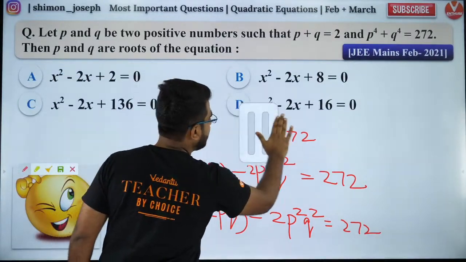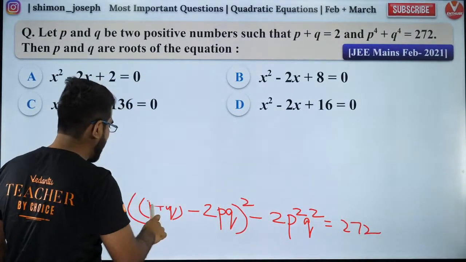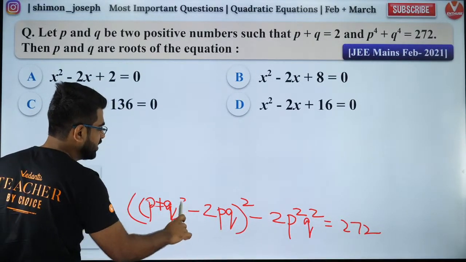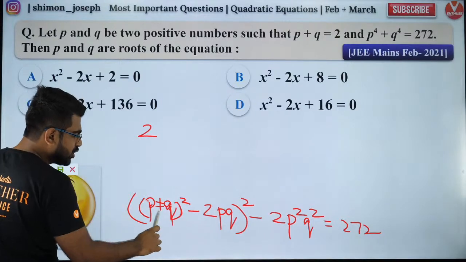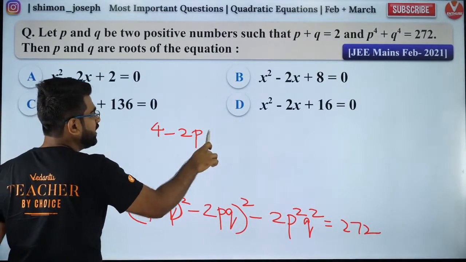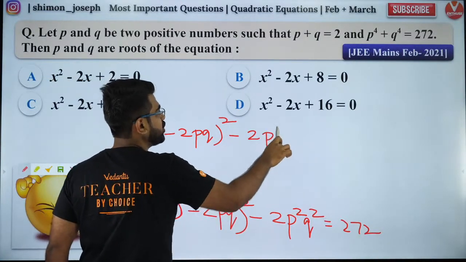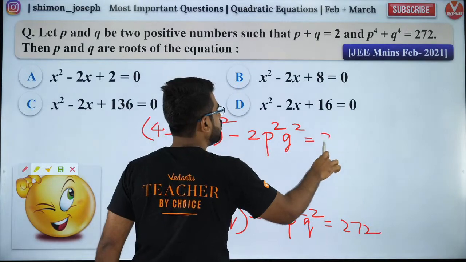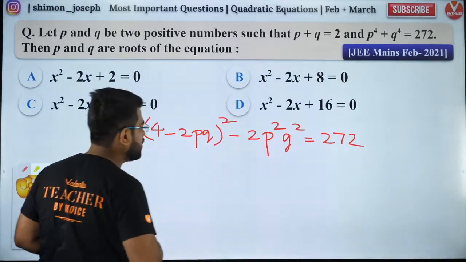Yes. So now I will remove this and I'll start substituting the values. So I have P plus Q the whole square here. So that will be 2 square because P plus Q is 2. 2 square is what? 4. So I have 4 minus 2PQ the whole square minus 2P square Q square is equal to 272. Now let's open this and we will try to solve it.